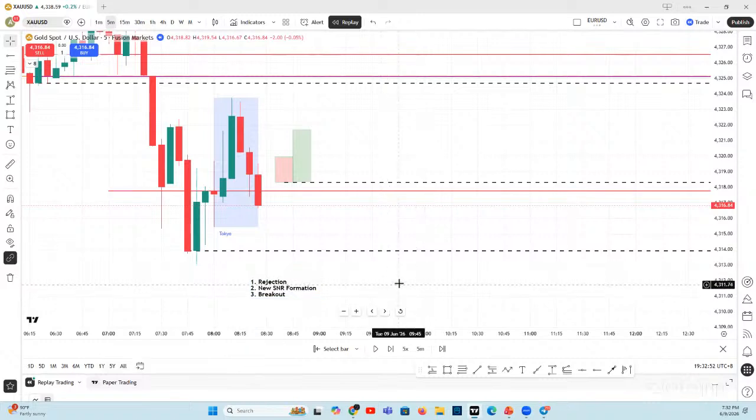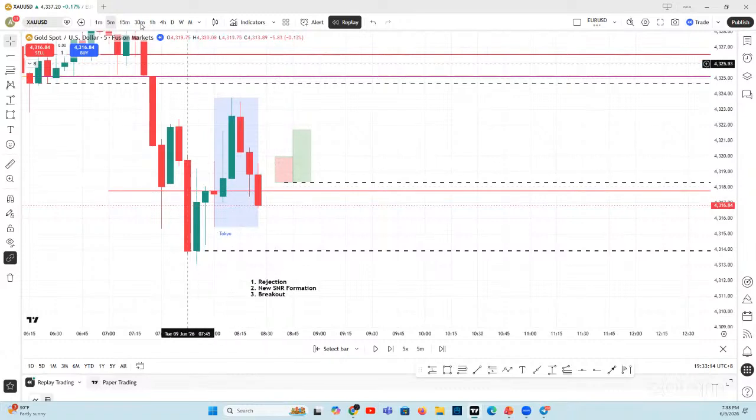That's it, guys. Three things every time, each and every time before you place the trade: your rejection, new SNR, breakout. Rejection, new SNR, breakout. Remember that, guys. ABC. Rejection, new SNR, breakout.